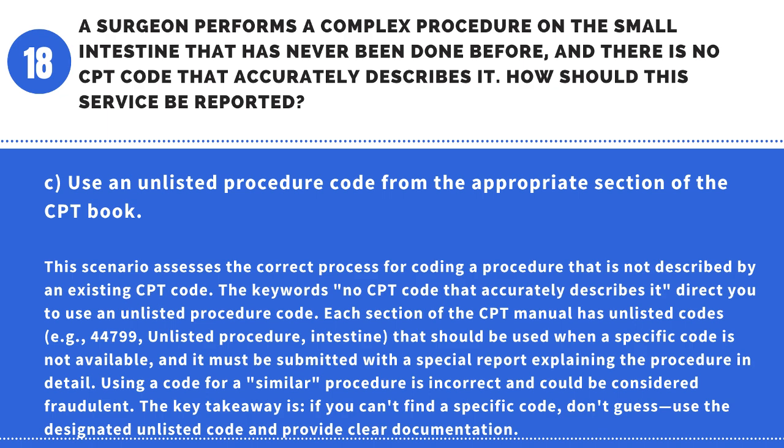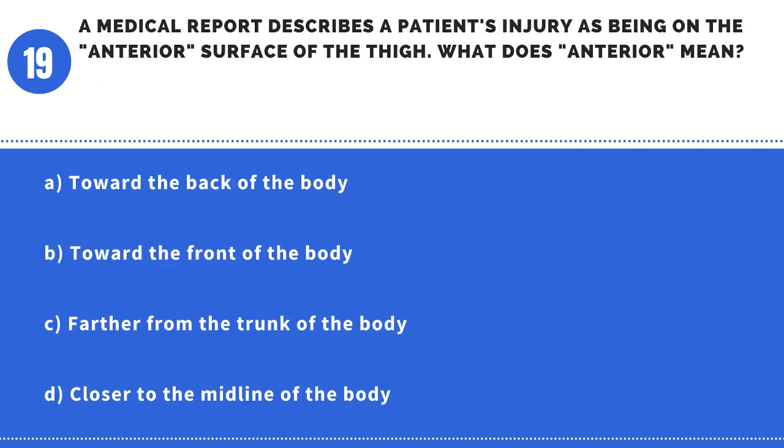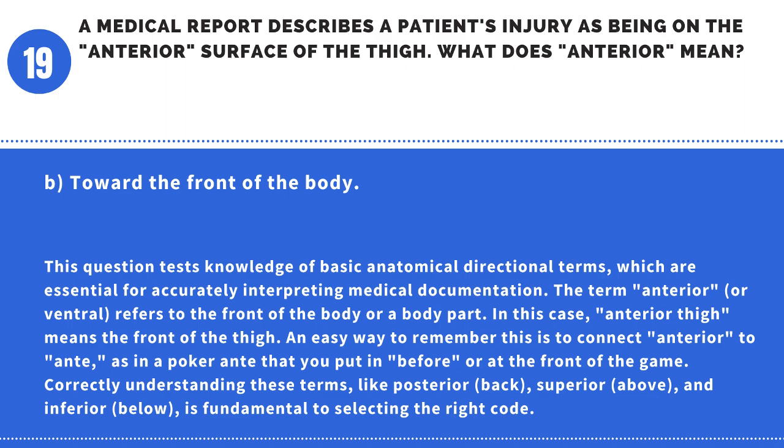Question 19. A medical report describes a patient's injury as being on the anterior surface of the thigh. What does anterior mean? A. Toward the back of the body. B. Toward the front of the body. C. Farther from the trunk of the body. D. Closer to the midline of the body. Answer: B. Toward the front of the body.